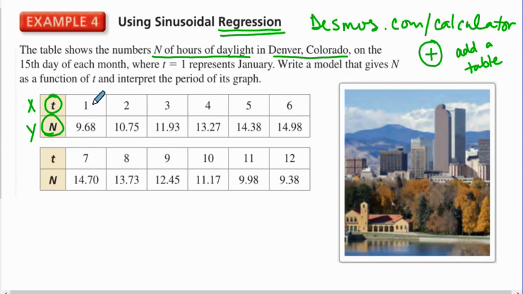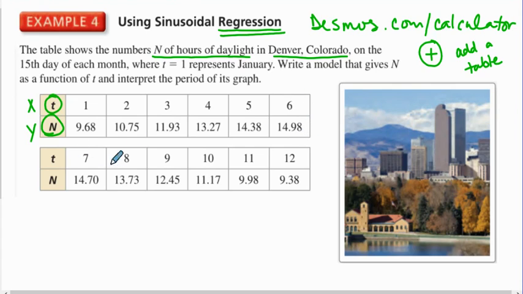Okay, so on January 15th, there are going to be 9.68 hours of daylight. On 2, so February 15th, there's going to be 10.75 hours of daylight. Okay, January, February, March, April, May, June. June 21st is the longest day of the year. So on June 15th, we're almost at the longest day of the year. June 15th, there's going to be 14.98 hours of daylight.